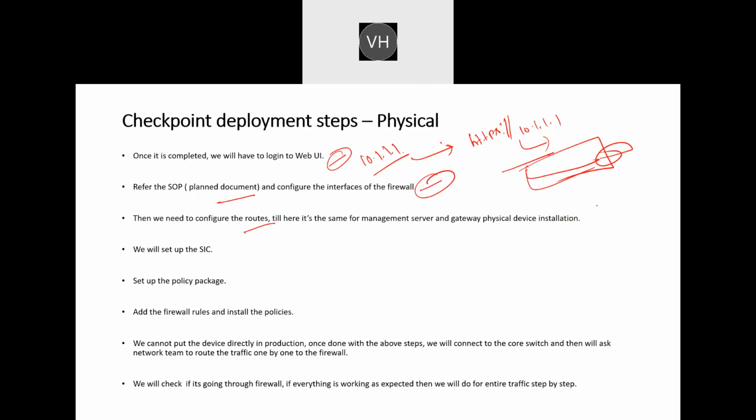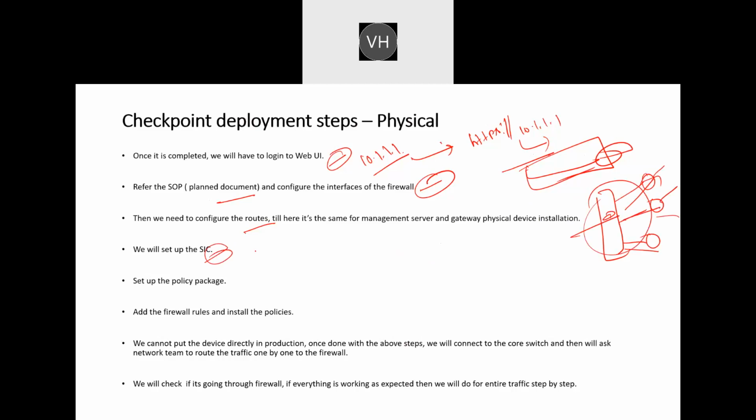Routes is nothing but, if you have the firewall here, a number of devices are connected, and the traffic has to reach a number of destinations. So in the firewall we need to have routing tables to reach this router, this router, this router. So we have to configure the routing table also. Everything they will provide in the plan document.